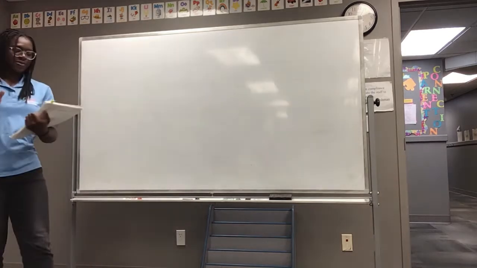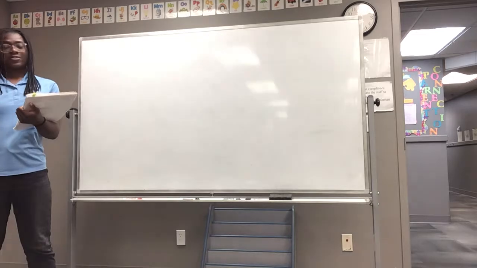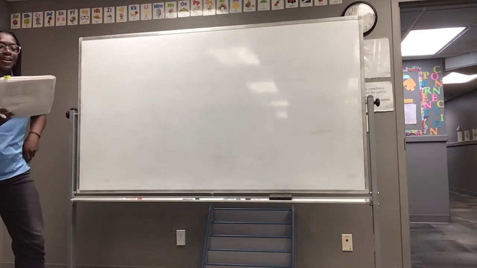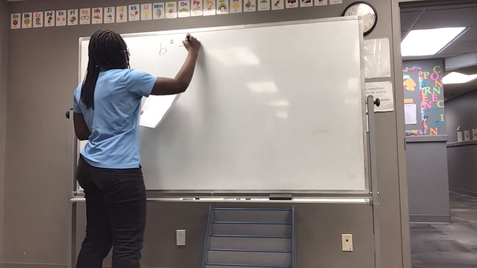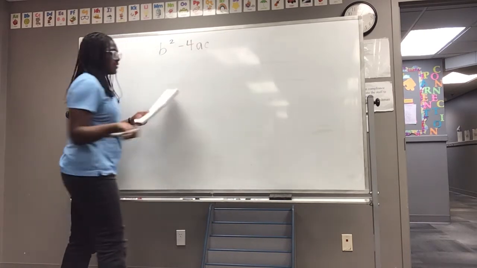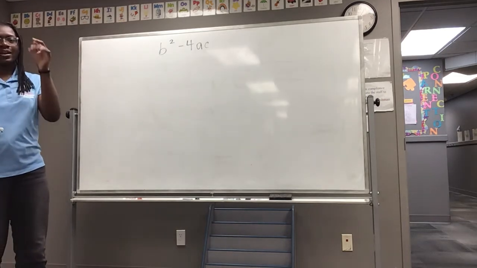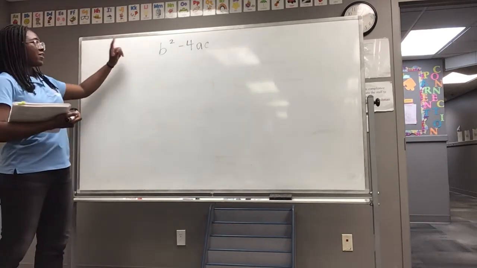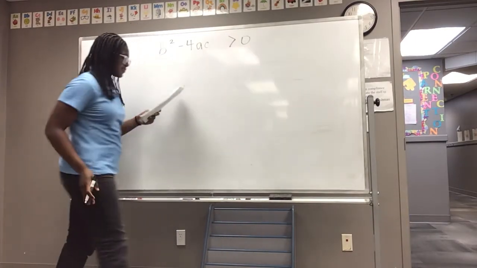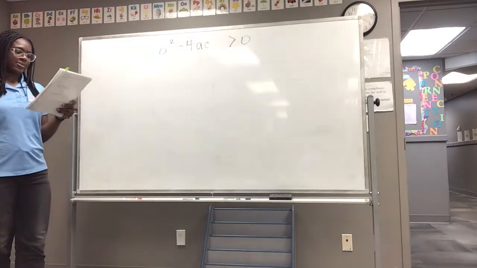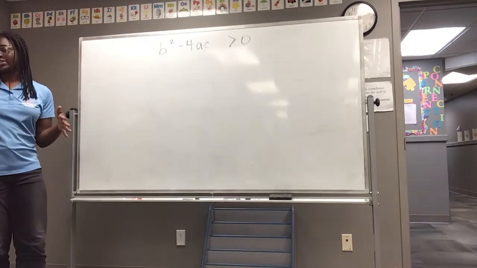So remember, our quadratic formula was negative b plus or minus the square root of b squared minus 4ac over 2a. The part under the square root, b squared minus 4ac, is called the discriminant of the equation. It says this exactly on page 8 of your math packet: if b squared minus 4ac is greater than 0, that means we have two real roots, or two real solutions.